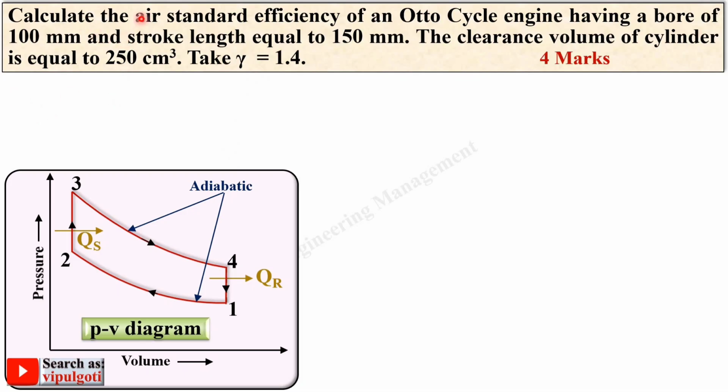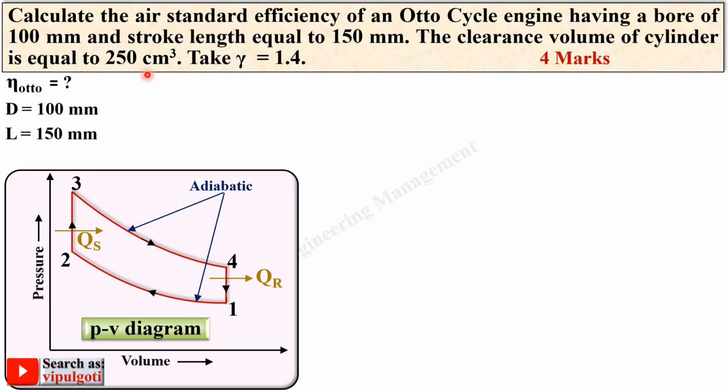Now I am going to write the given data into symbolic notation. Calculate the air standard efficiency of the Otto cycle, so eta Otto is equal to question mark. Next, engine having a bore of 100 mm. Bore means the bore diameter of the cylinder, so D is equal to 100 mm. Keep in mind, my dear friend, this is actually the inside diameter of the cylinder. And stroke length is equal to 150 mm, generally denoted by capital L.